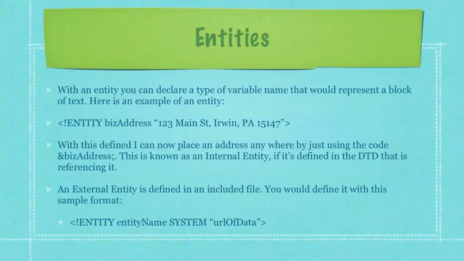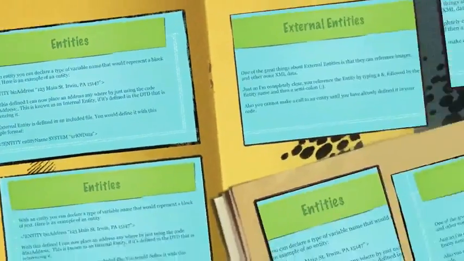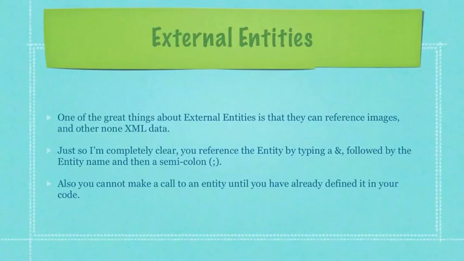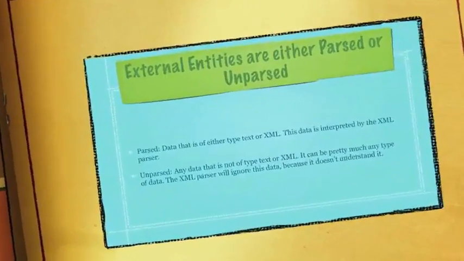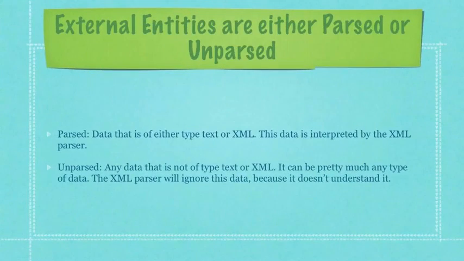An external entity is defined in an included file. You would define it with this sample format that I have here, in which I'm referencing a URL instead of content that is in the XML file itself. One of the great things about external entities is that they can reference images and other non-XML data. Just so I'm completely clear, you reference the entity by typing the ampersand symbol followed by the entity name and then a semicolon. Also, you cannot make a call to an entity until you have already defined it in your code. External entities are either parsed or unparsed.